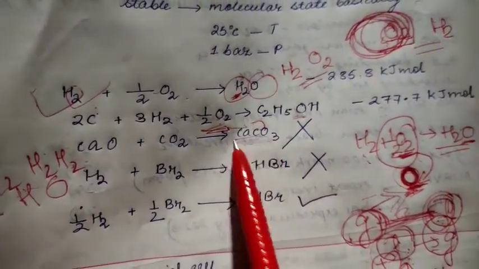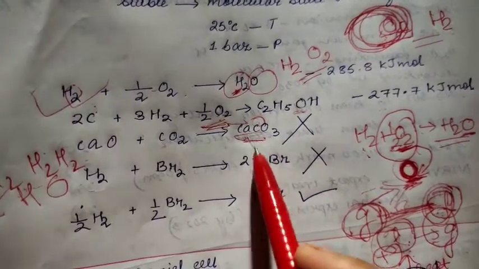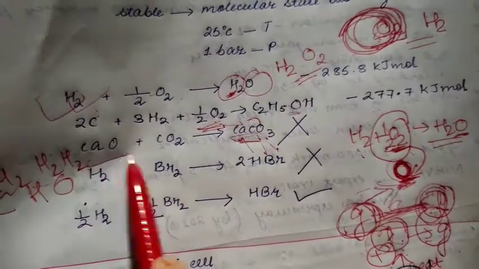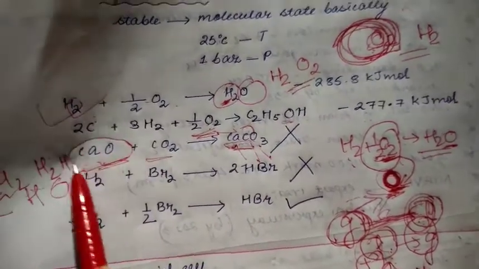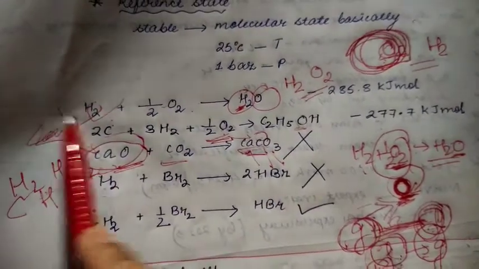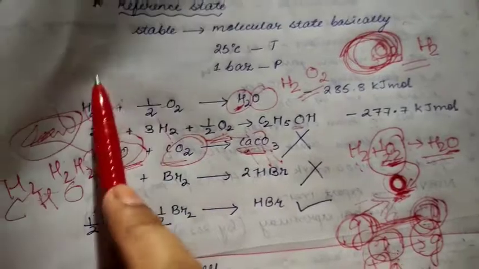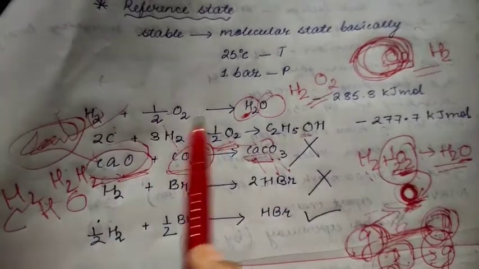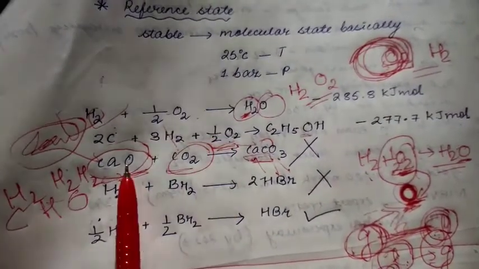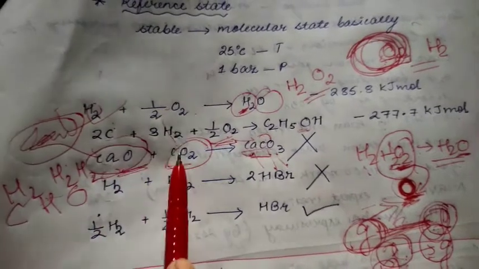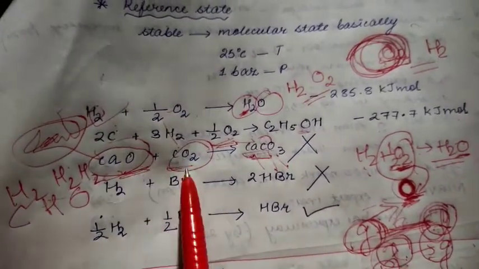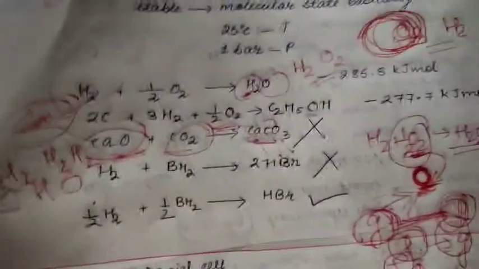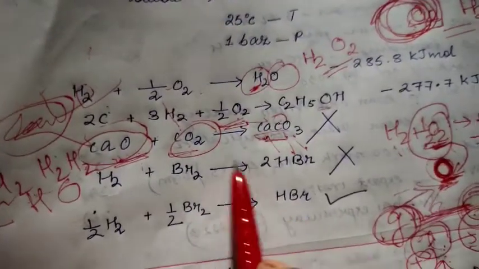Calcium carbonate, okay? In calcium carbonate, what are the elements? Calcium, carbon, and oxygen. But now you see here in your left hand side, you see calcium oxide. This is a compound, no? Again carbon dioxide, again this is a compound. So these are not the elementary states. It has to be in the elements, individually. But here it is in the combined form. So you cannot say that this is an example of standard enthalpy of formation. Clear?